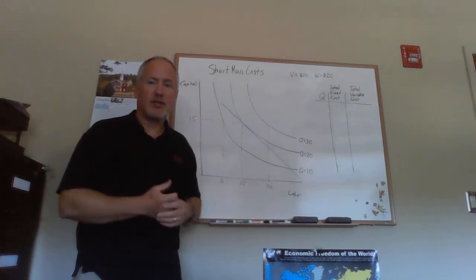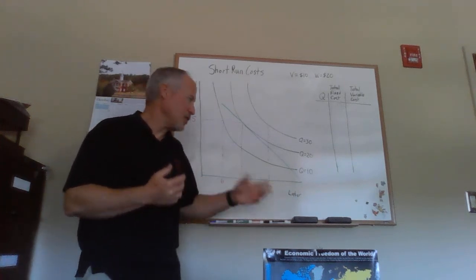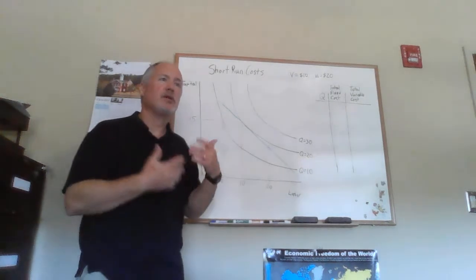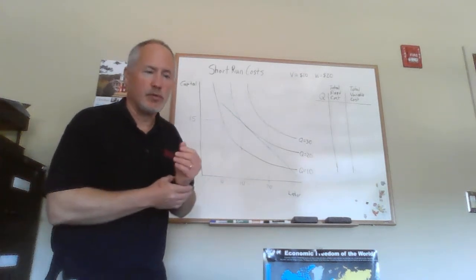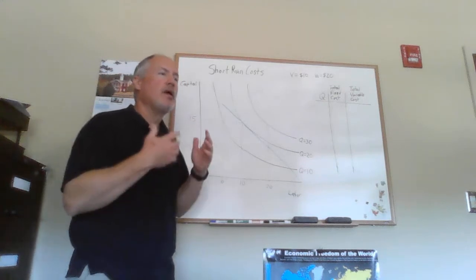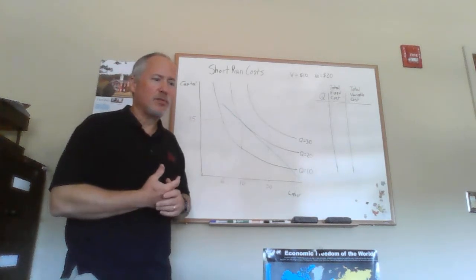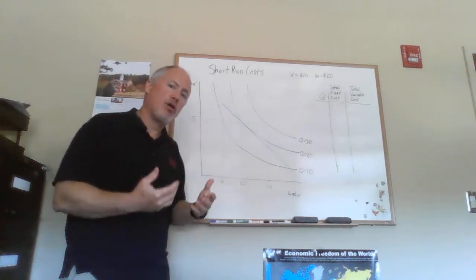In our two-factor model, labor is going to be the variable input. Capital is going to be the fixed input in the short run, or the one that takes more time to vary. So the expansion path that we considered, because capital was varying, was a long-run expansion path.